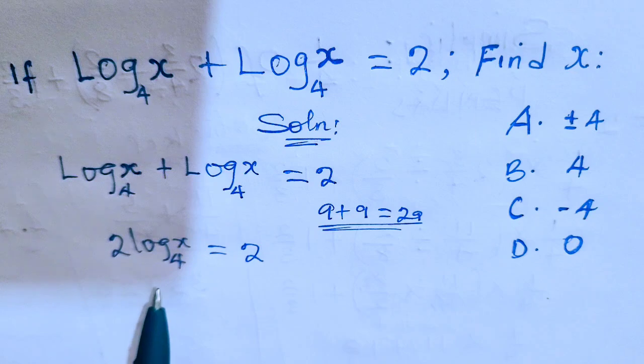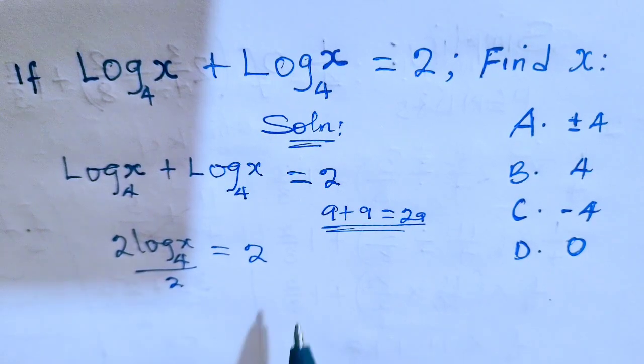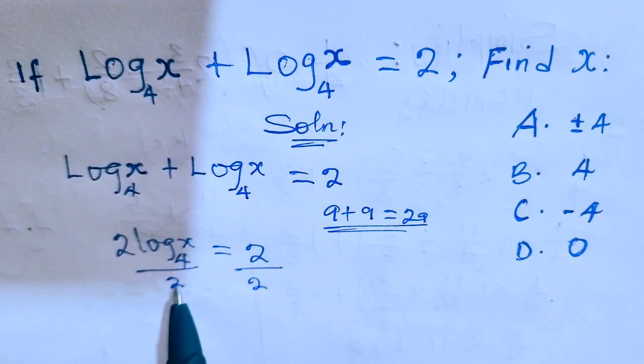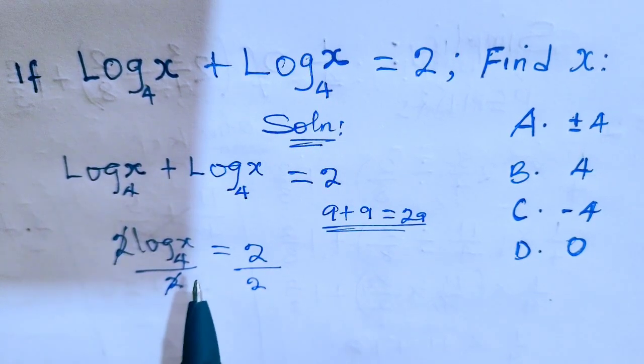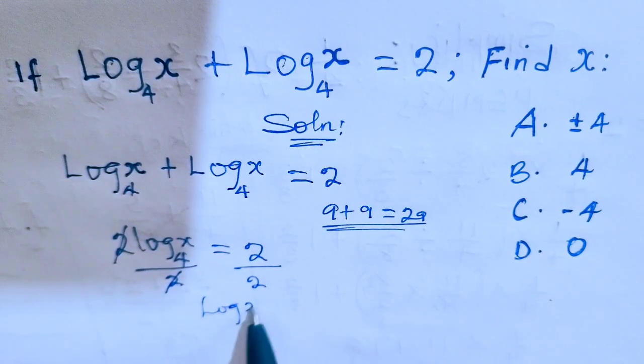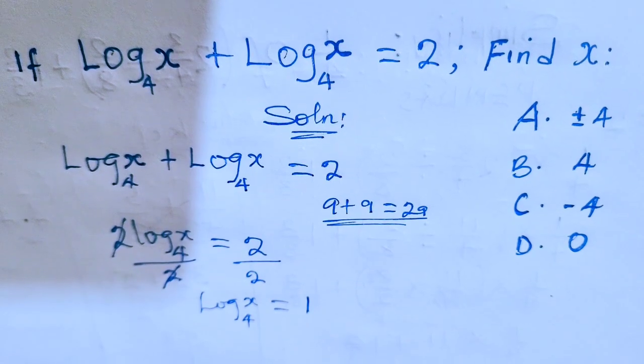Now the next step to be considered here is for you to divide both sides of the equation through by 2. You divide here by 2. You divide here by 2. Here, 2 will eliminate 2, and we have log x to base 4, and this equals 2 divided by 2, that gives us 1.